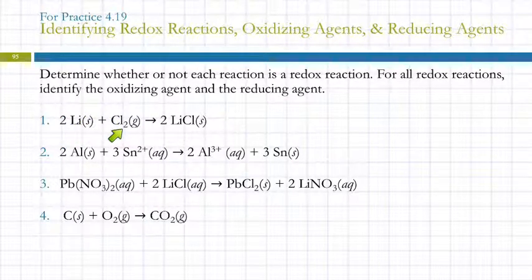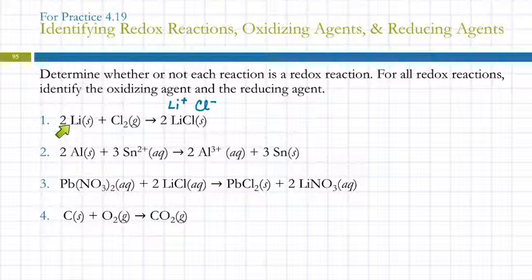And then this one is 2 chlorines, but there's no charges, right? So these are elements, no charges. These are ions with charges. So this is lithium and chloride. So we could look at oxidation states, but we have actual charges here.